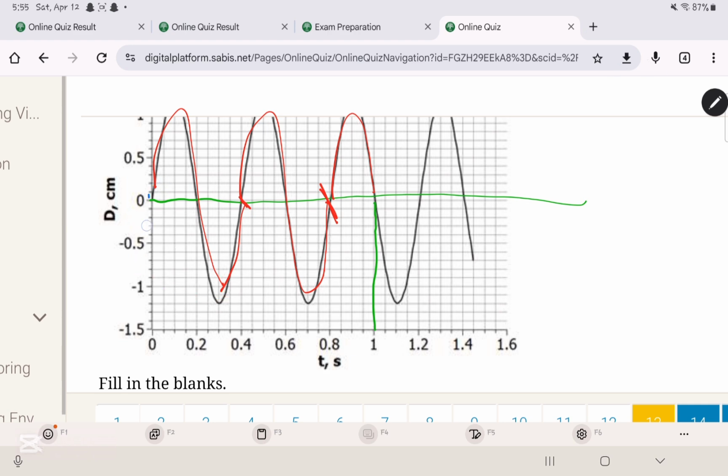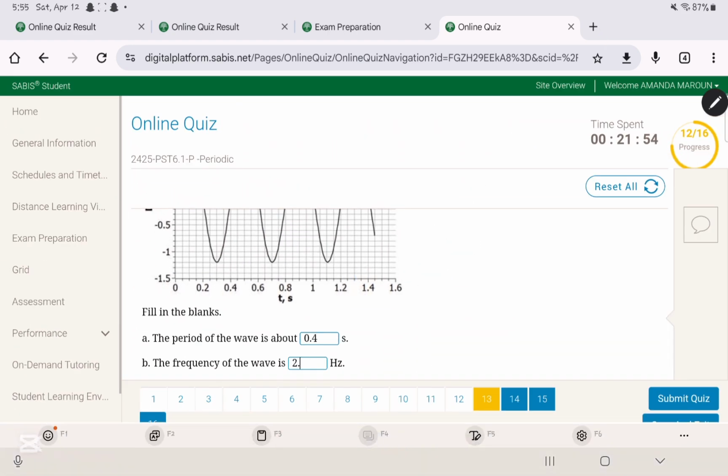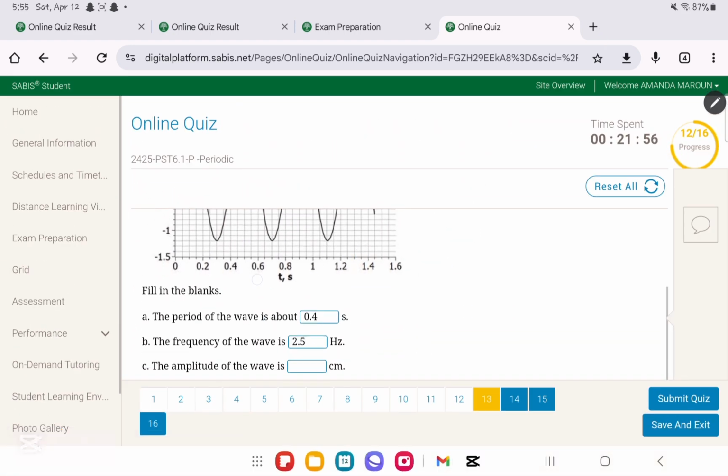This over here is 1 wave. Then this over here is another wave, and then this one over here is half a wave. So it is 2.5 hertz. The frequency is then 2.5 hertz.